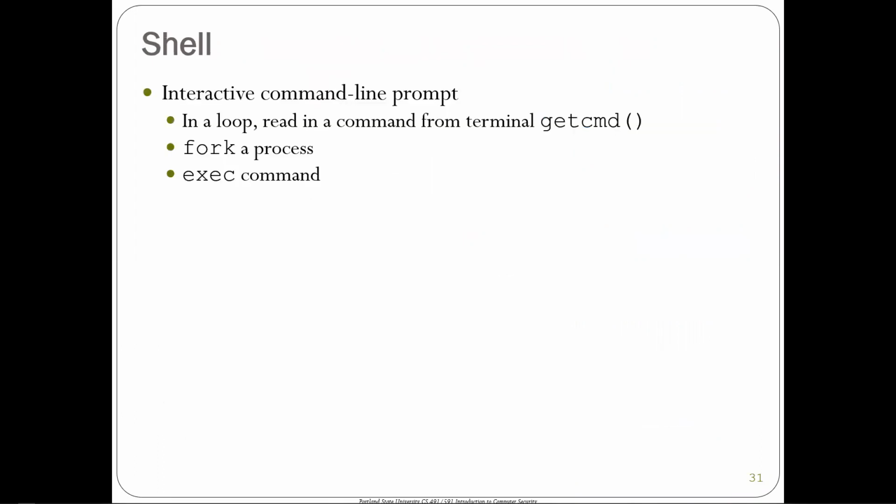Okay, so we talked about the shell a lot. So what is this? It's just basically a command line prompt that in a tight loop gets a command from a terminal, reads a line of terminal text, and then forks a process, a duplicate of itself, and then performs an exec on the string that the get command returned. And that's all it does.